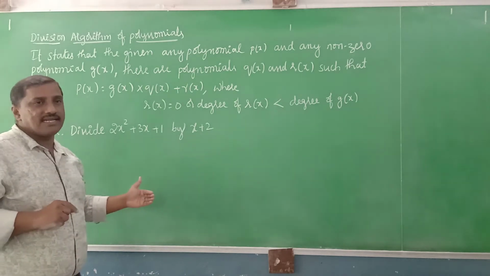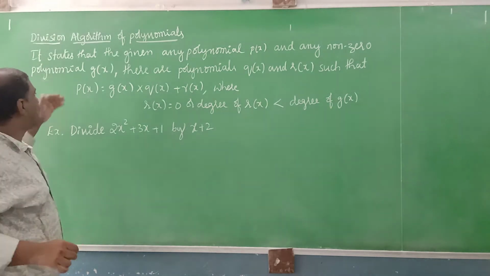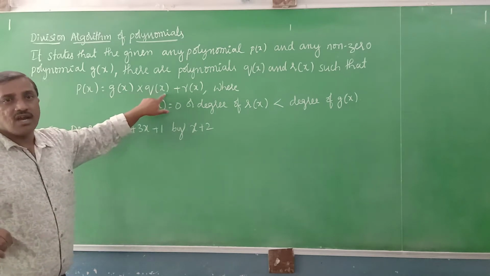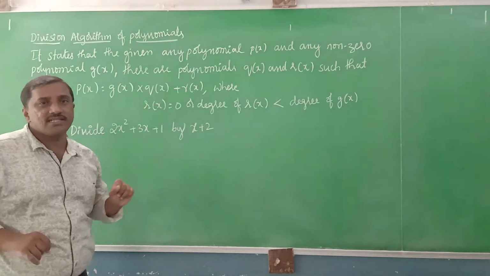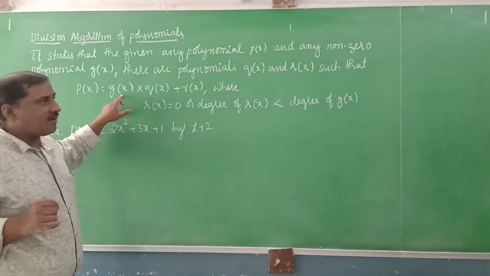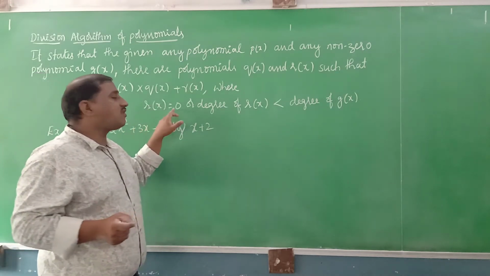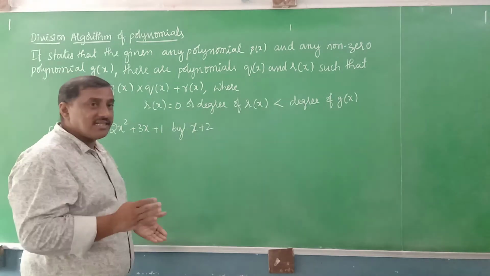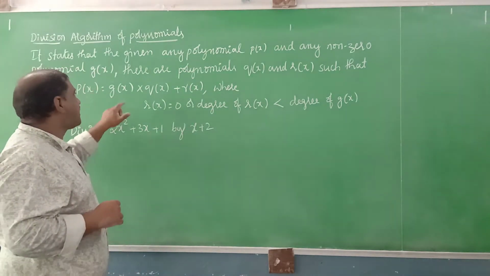Like we discussed, dividend is equal to divisor into quotient plus remainder. So p of x is equal to g of x into q of x plus r of x. Here q of x is the quotient polynomial, r of x is the remainder polynomial, g of x is the divisor polynomial, and p of x is the dividend polynomial. There is a condition: either r of x is equal to 0, or the degree of r of x is less than the degree of g of x, that is the divisor.